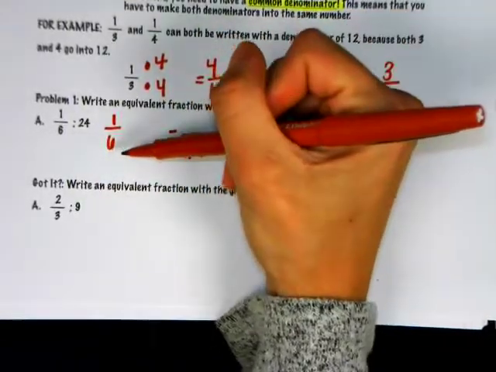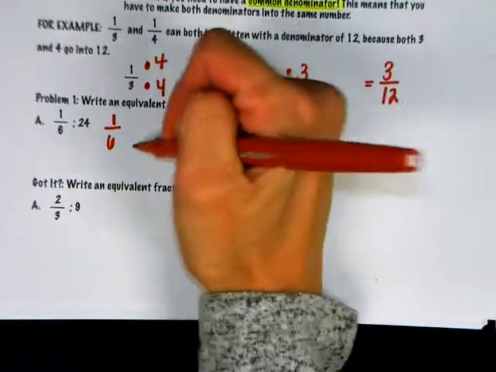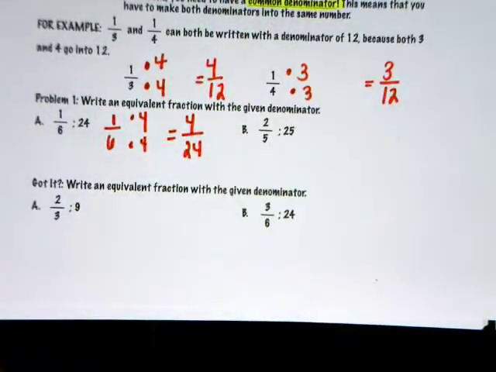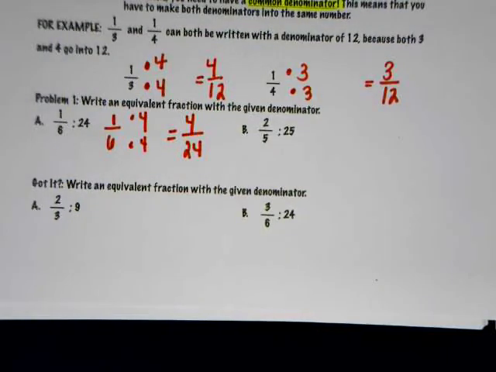So what do we multiply the 6 by? 4, yep. So 1 times 4 is 4. And we're going to leave it like that because we don't want to reduce and undo what we just did. Okay?